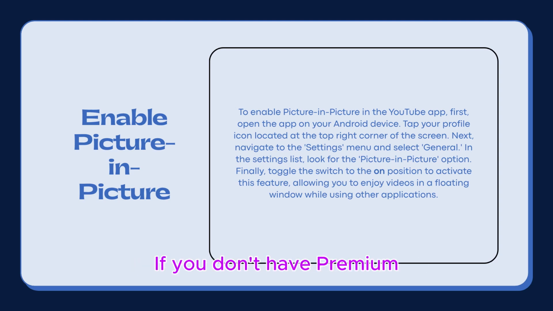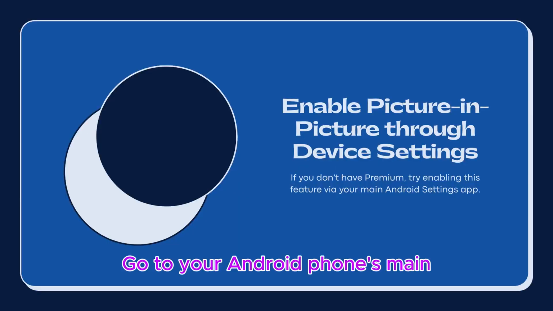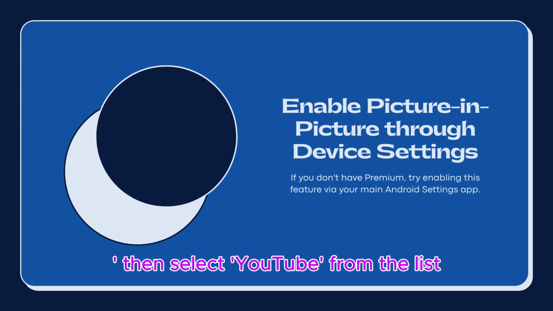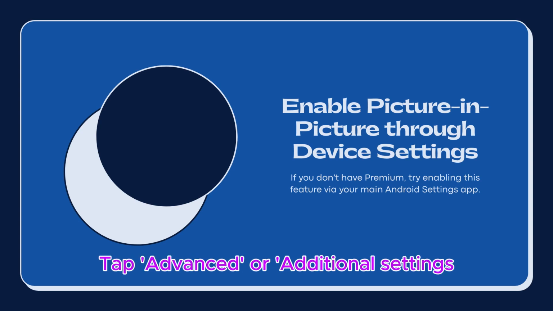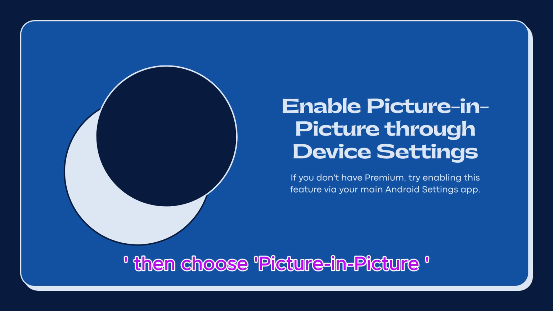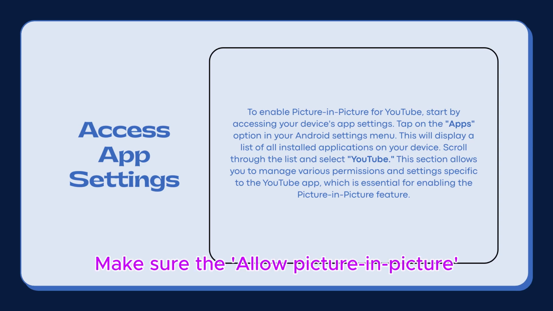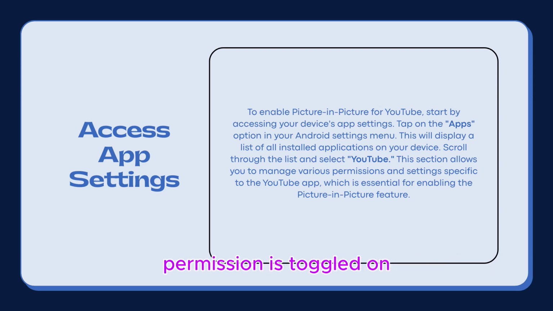If you don't have Premium, you can try enabling it through your device settings. Go to your Android phone's main settings app, tap Apps, then select YouTube from the list. Tap Advanced or Additional Settings, then choose Picture-in-Picture. Make sure the Allow Picture-in-Picture permission is toggled on.